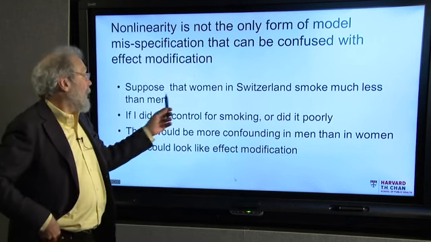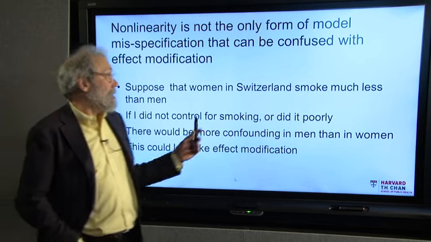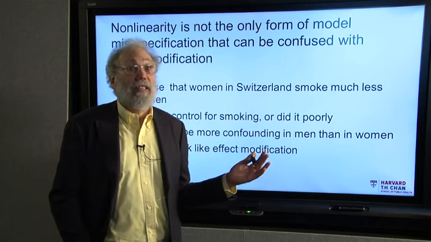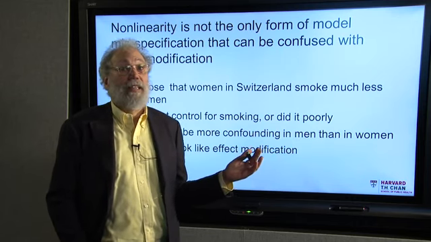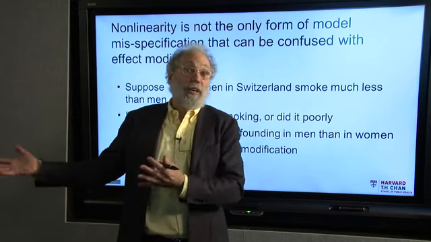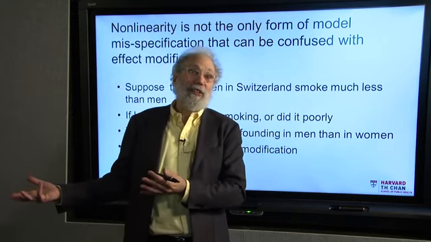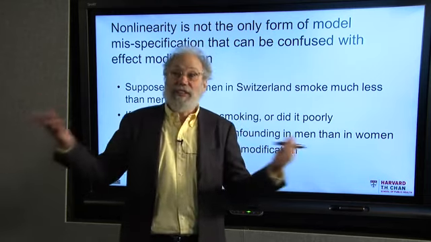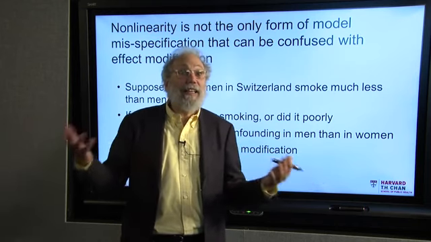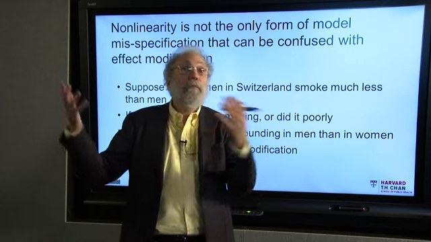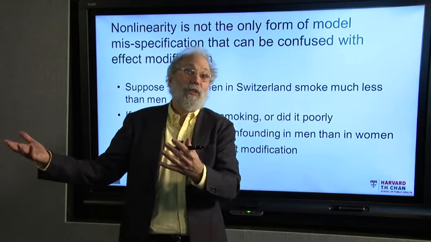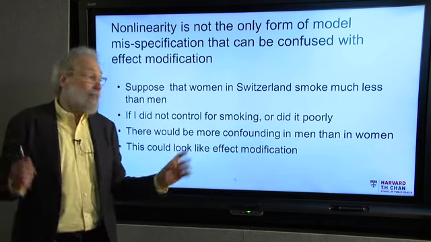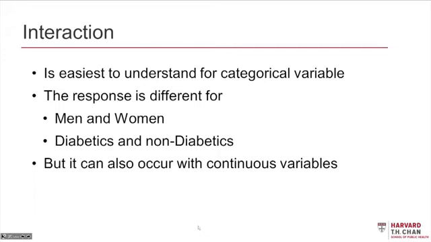So suppose that in Switzerland, women smoke less than men, and I didn't control for smoking. Then, since the men smoke more on average, there's more confounding by not controlling for that in the men than the women. And if I look at lung function versus age, I might see what looks like a difference that's really due to pack years, which I forgot to control for. Right? So that's another thing you need to pay attention to when you're looking for effect modification.